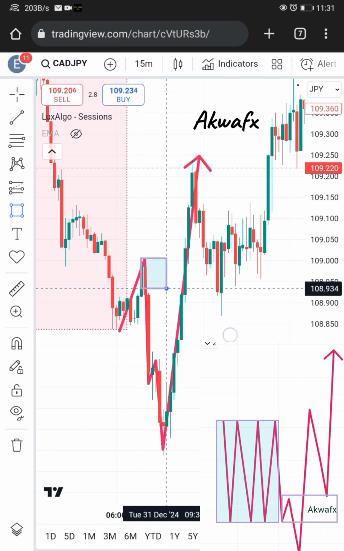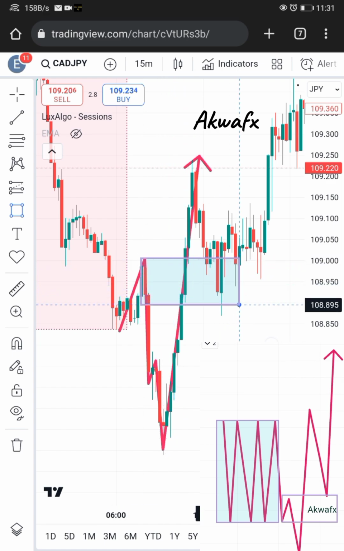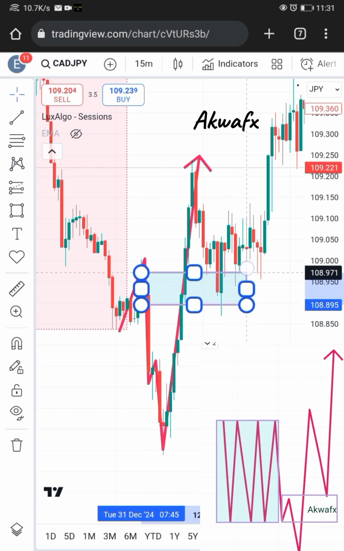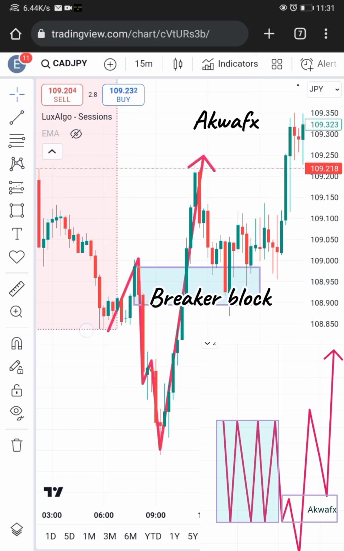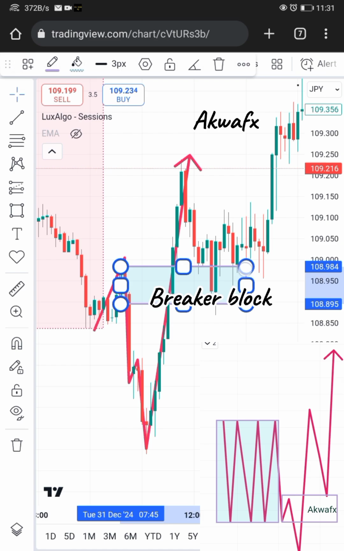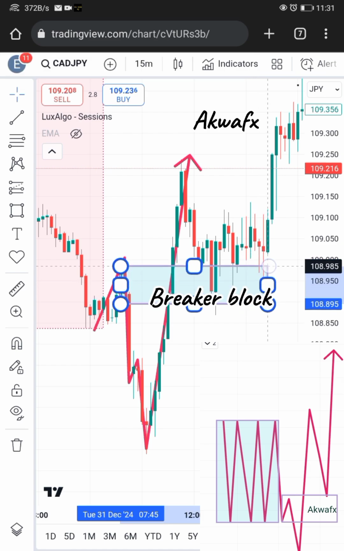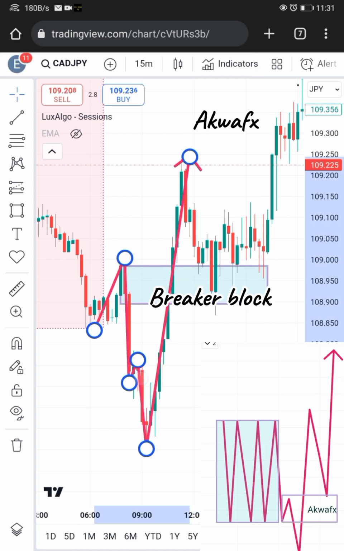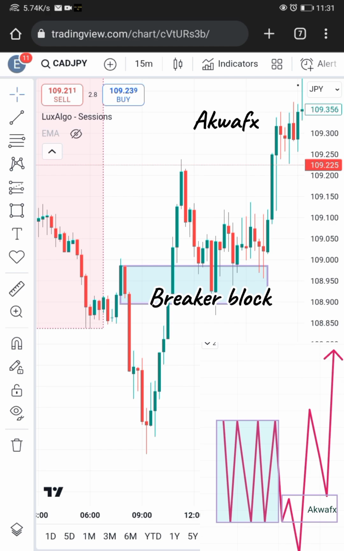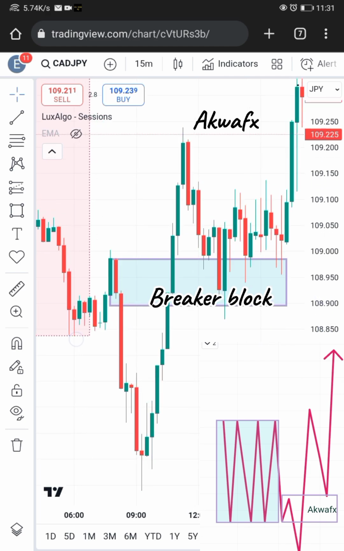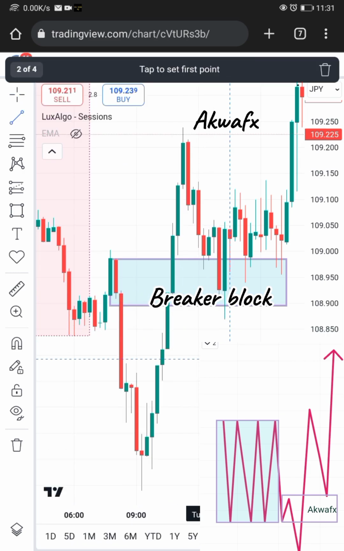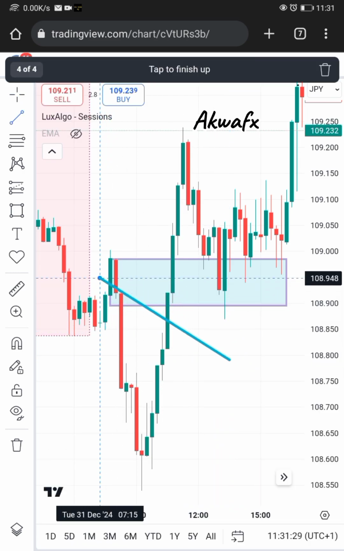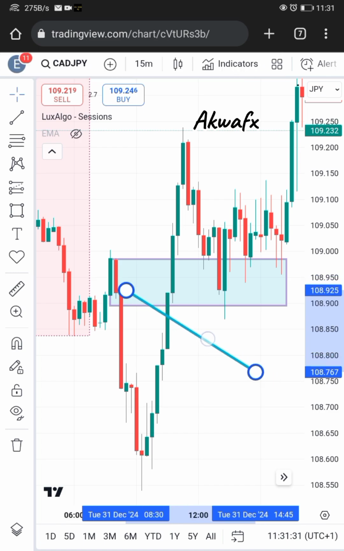It left us with this very zone here, which is our breaker block. A breaker block is a failed order block. So it left us with this breaker block.